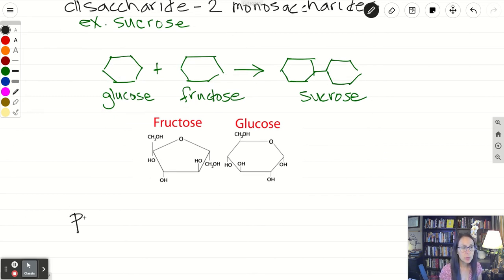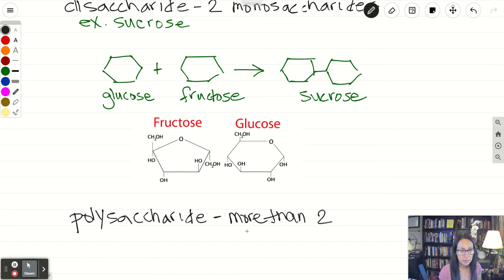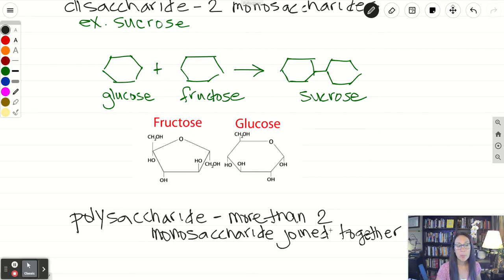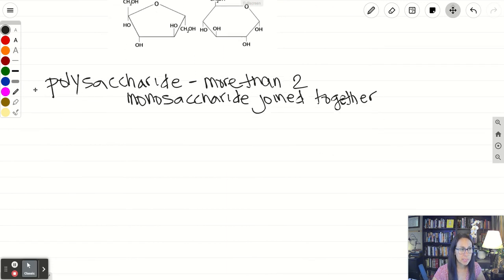And a polysaccharide means more than two. More than two monosaccharides joined together to make a very large polysaccharide. So poly means many. And I'm going to give you 3 examples of polysaccharides.